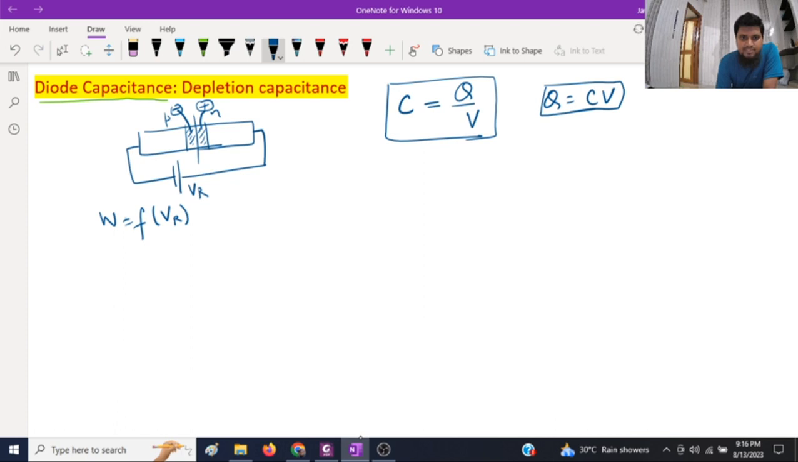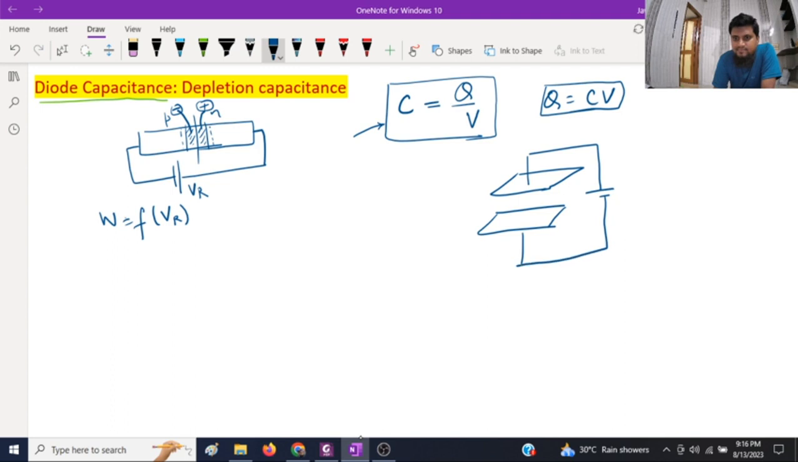So as this W increases or decreases with reverse bias, the charge changes too, and that's why the capacitance of the system in general, this is not for a dynamic system, but capacitance is defined as, for a system if we are applying a voltage V and there was some charge plus and minus Q, right?